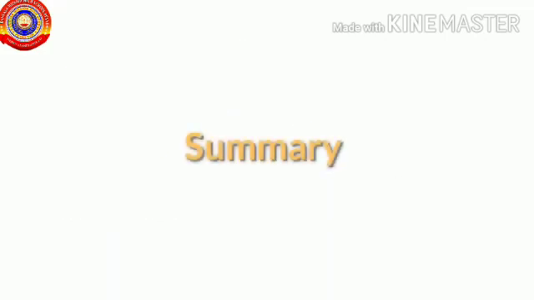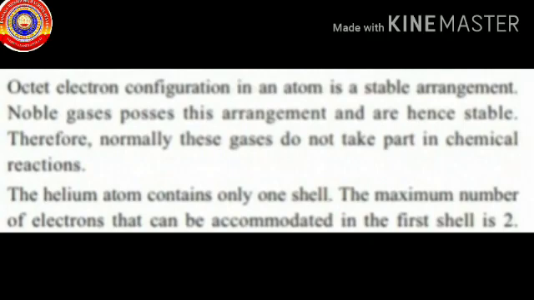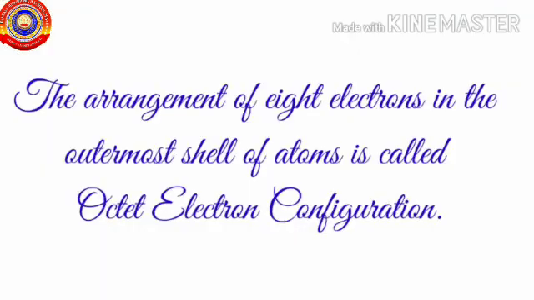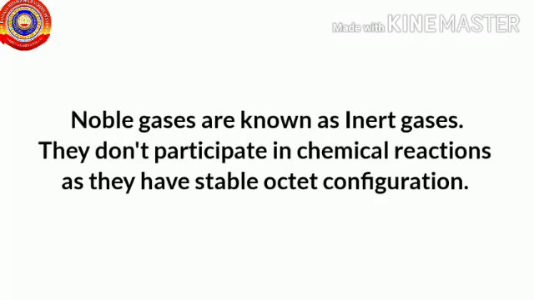So let's conclude what we learned today. We learned about the configurations of noble gases. So what is the name of the configuration attained by the noble gases? They are called octet electron configuration. And the word octet means the number 8. So why are noble gases known as inert gases? Because they do not participate in any of the chemical reactions.